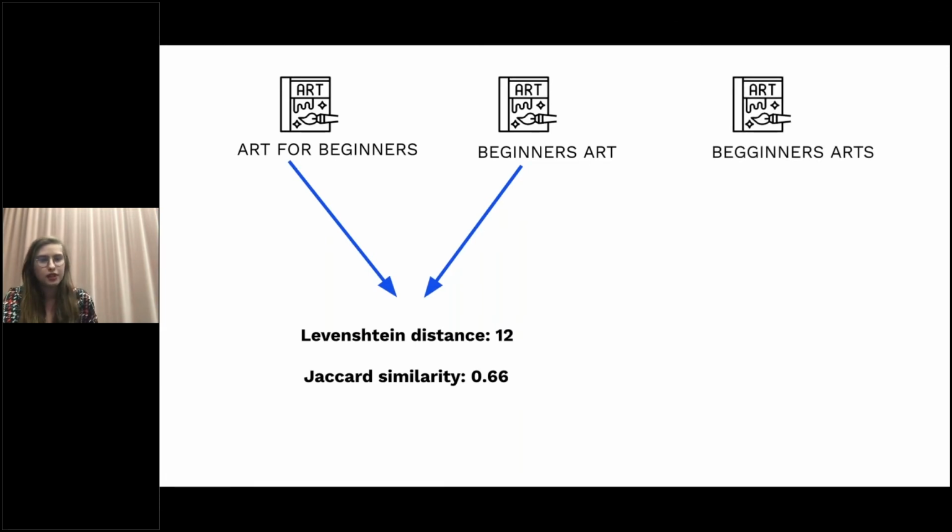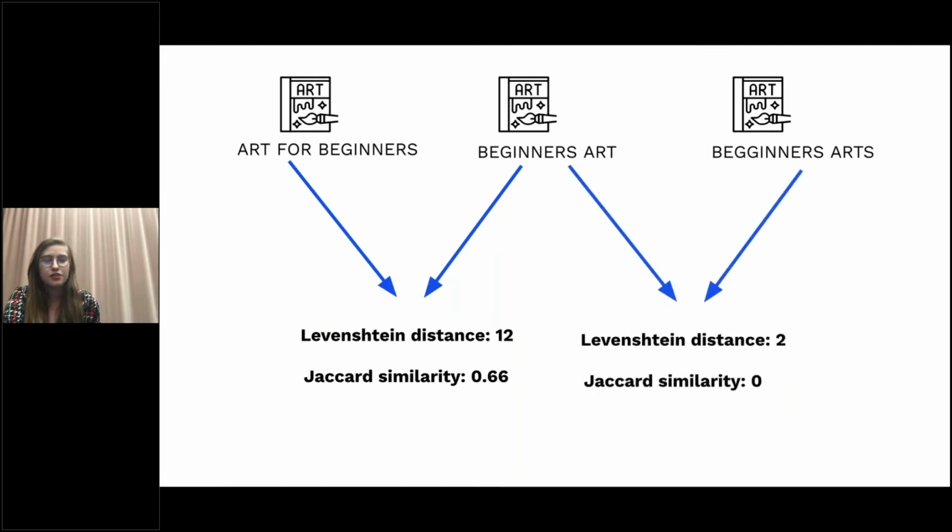Similarly, we could have another book called Beginner's Arts, but a little bit misspelled. And here we have a Levenshtein distance of 2, which is pretty small because, as you can tell, it's just a few typos there that you can adjust. But the Jaccard similarity tells something completely different. It says they're not similar at all because none of the tokens are in common.